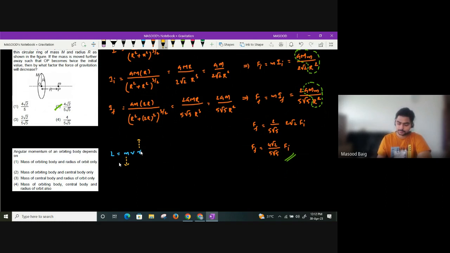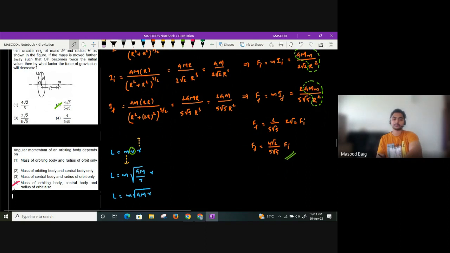In the same manner, radius of orbit only they are saying. Now please tell me what is v value? How can I write v? If it is orbiting, then I can write orbital speed as root over G capital M divided by small r. Yes or no? So what will I get L value as, beta? I'll get it as small m into root over G capital M into root r, you can write. So it is depending not only on mass of the orbiting body, it will depend on mass of the central body as well as radius of the orbit. So fourth one will be correct, guys.